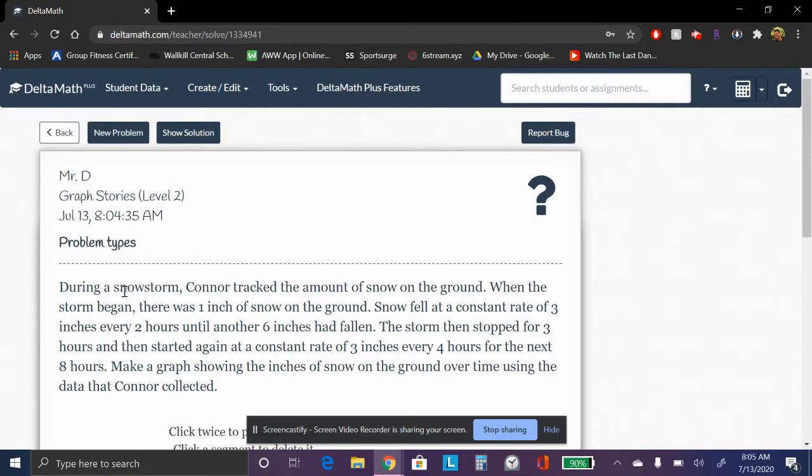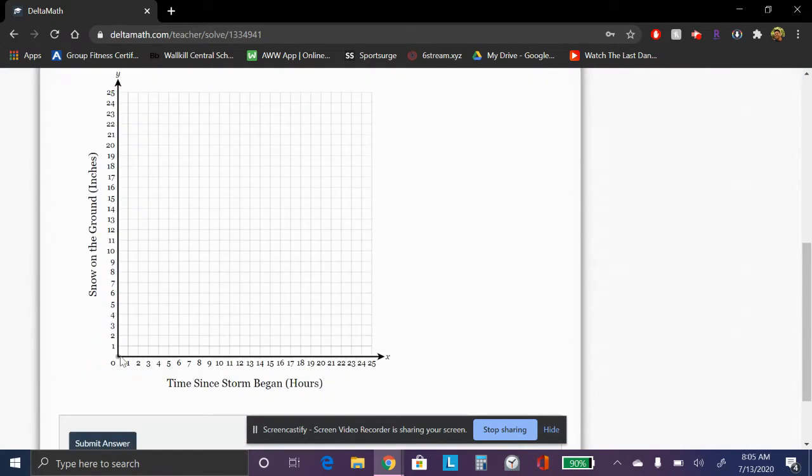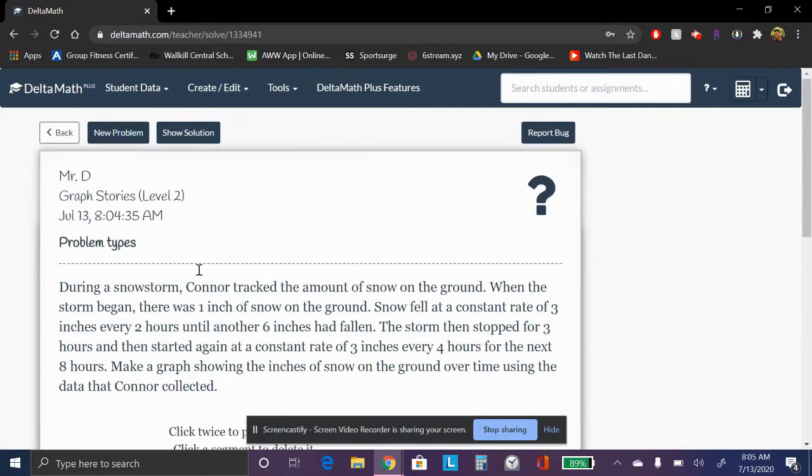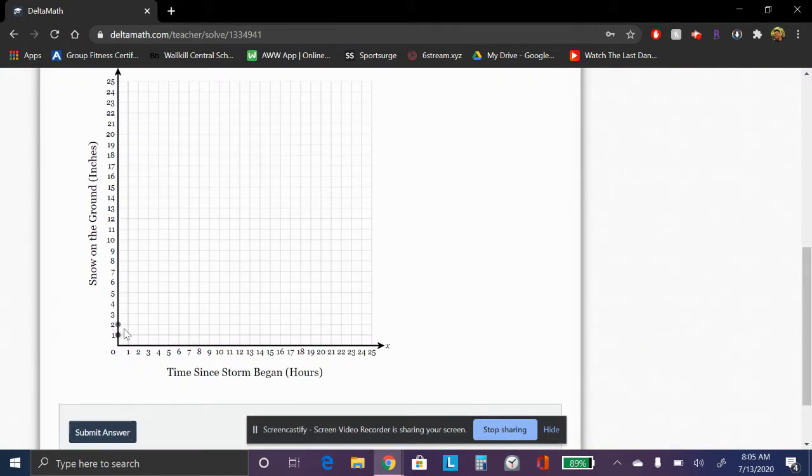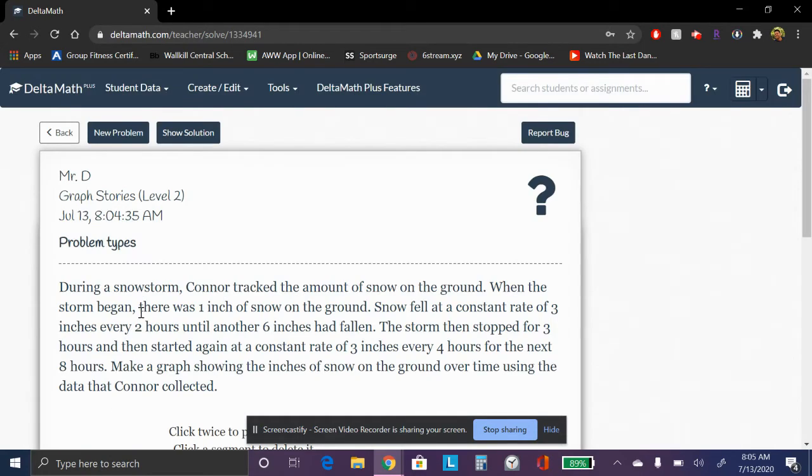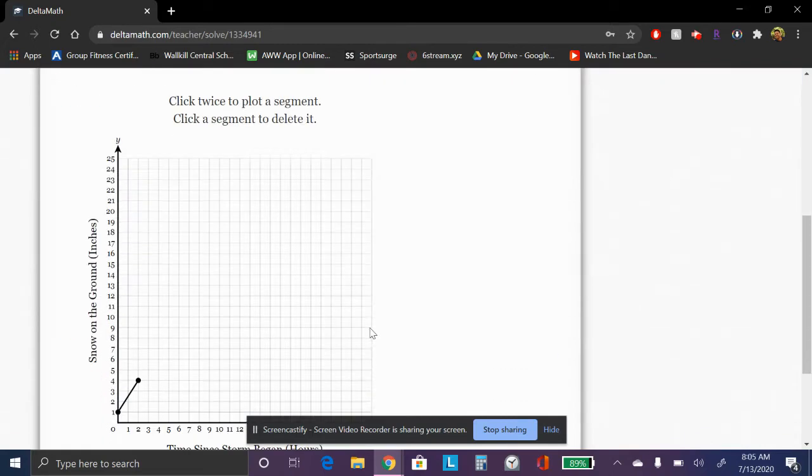So in this problem, it says during a snowstorm, Connor tracked the amount of snow on the ground. When the storm began, there was 1 inch of snow on the ground. All right, so right at the beginning at time 0, there's 1 inch on the ground. Okay, snow fell at a constant rate of 3 inches every 2 hours. So there's 1, 2, 3 every 2 hours. For how many hours? Until 6 inches have fallen.